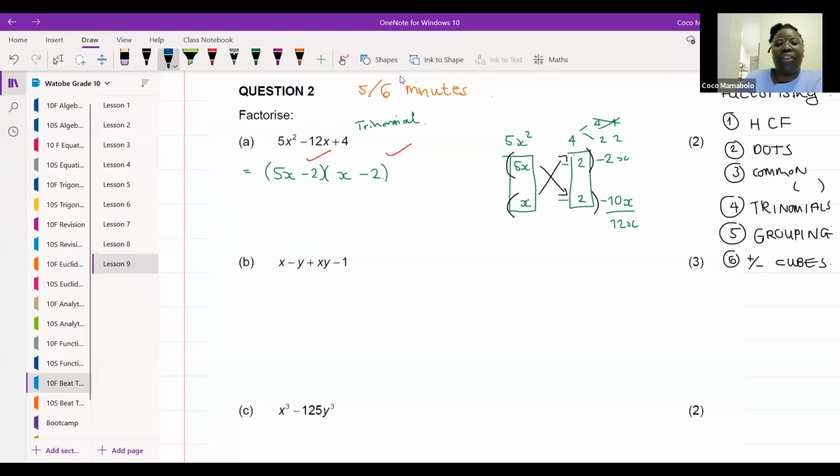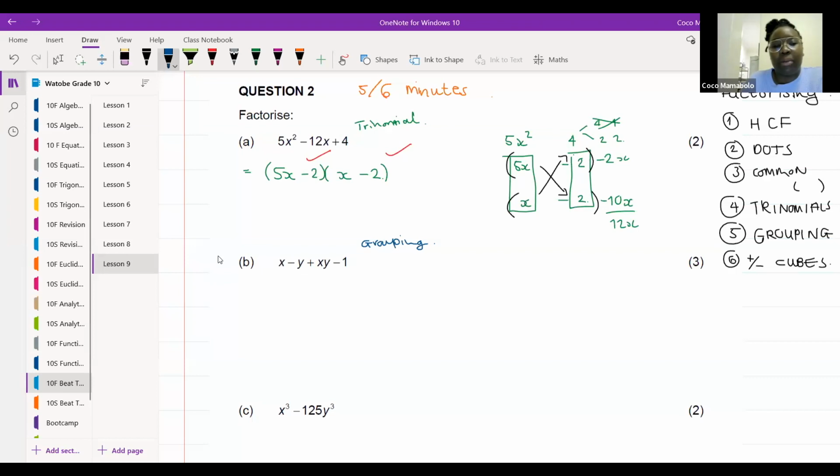All right. So over here, I'm going to immediately notice that I have 4 or more brackets or terms. So what kind of grouping am I going to use here, guys, for B? What kind of factorization? Grouping. Look, I'm giving you guys the answer. I'm going to use grouping.